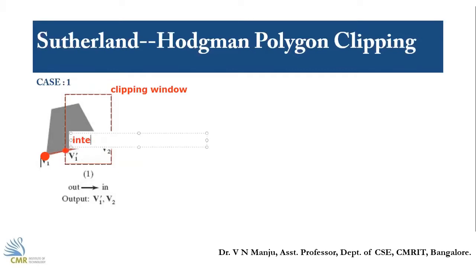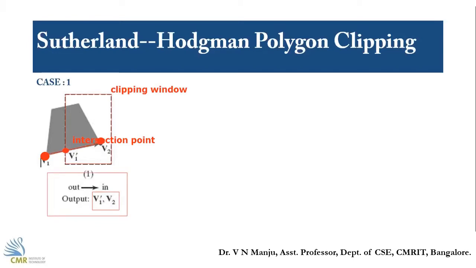This intersection point will be considered. When you see the output, you will be taking it as V1 dash. The V1, now it is V1 dash. So V1 dash comma V2, these are the only vertices that I will pass to the next clipping. This is case 1. You have to remember this one: out to in, output is V1 dash, V2.